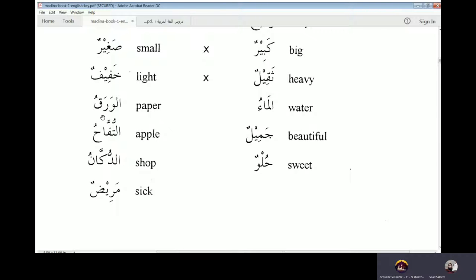Al-waraqu, paper. Al-ma'u, water. At-tuffahu, apple. Jamilun, beautiful. Ad-dukkanu, shop. Hulwun, sweet. Okay. Maridun, sick.